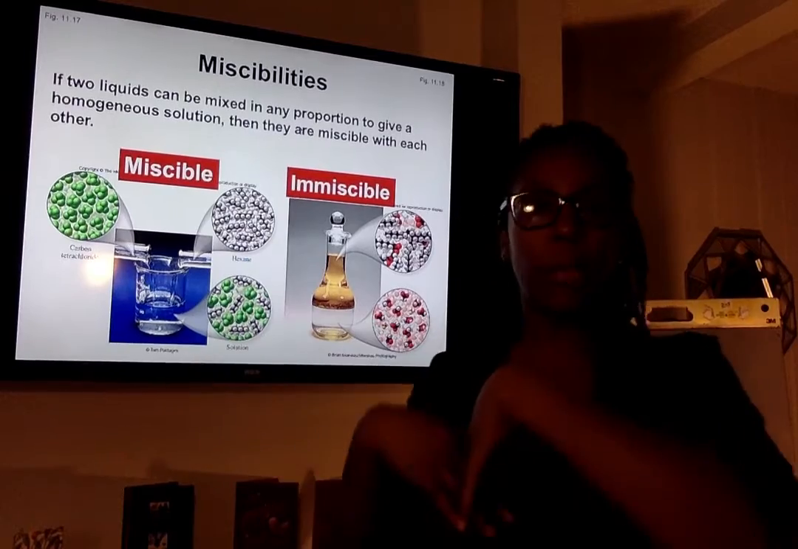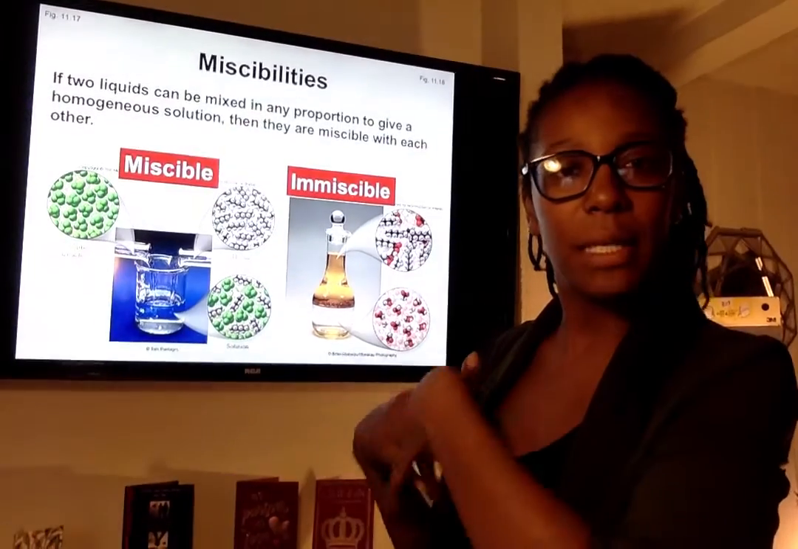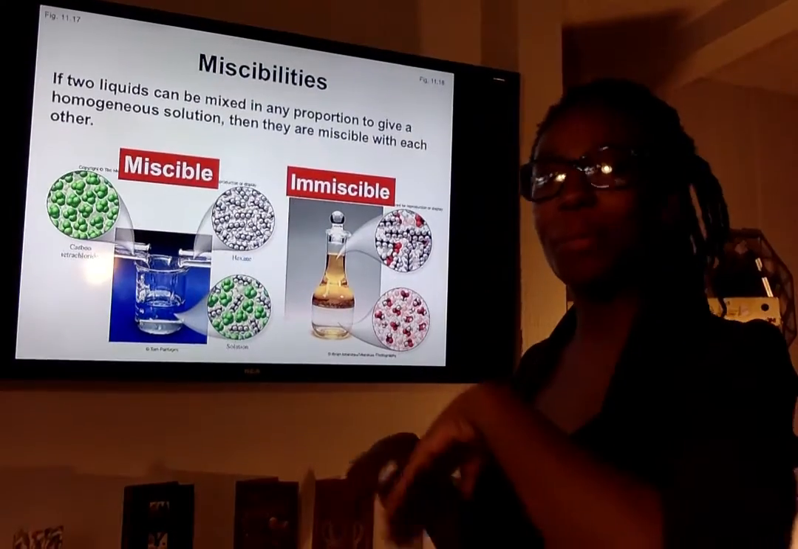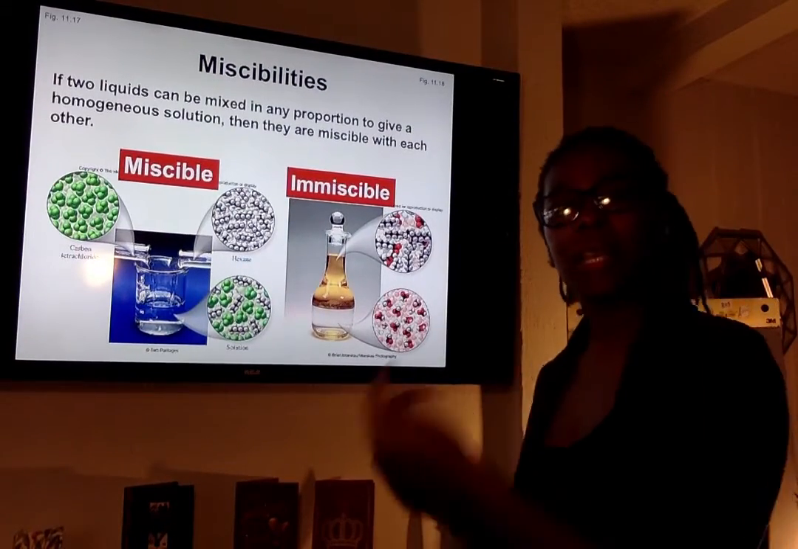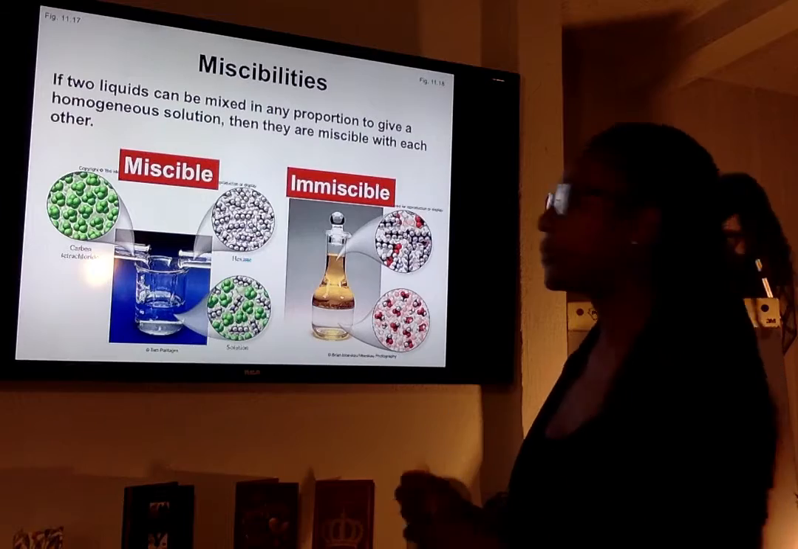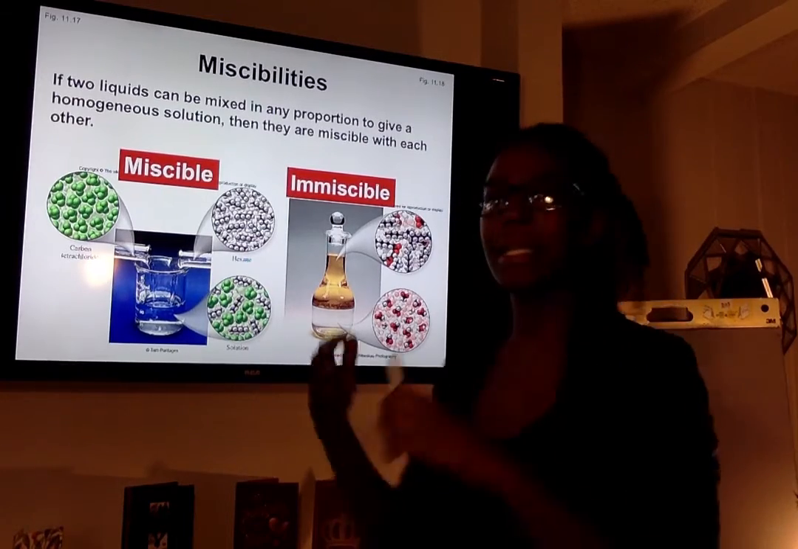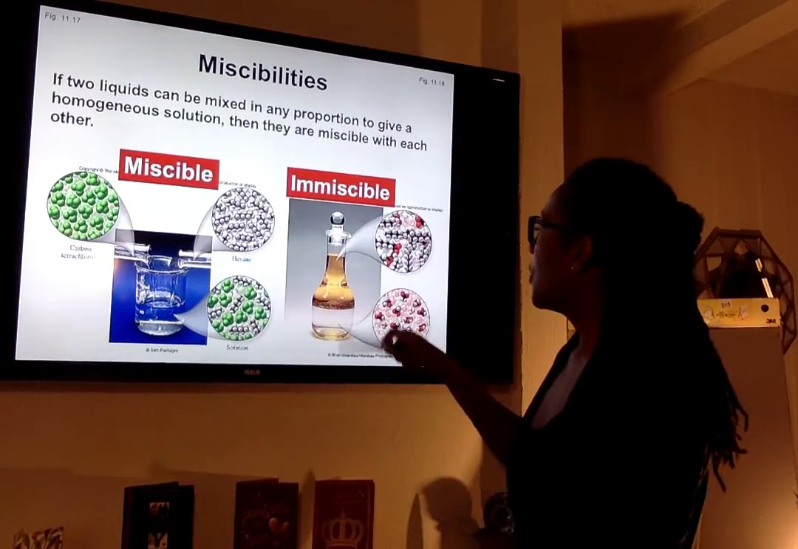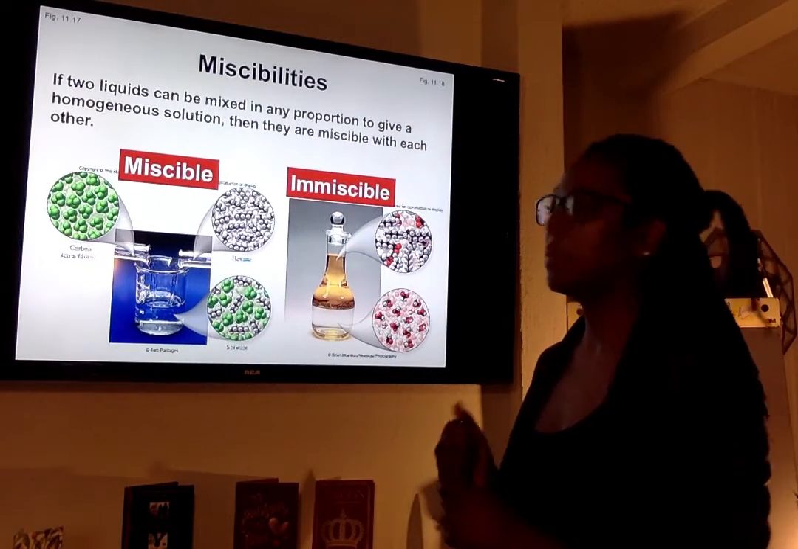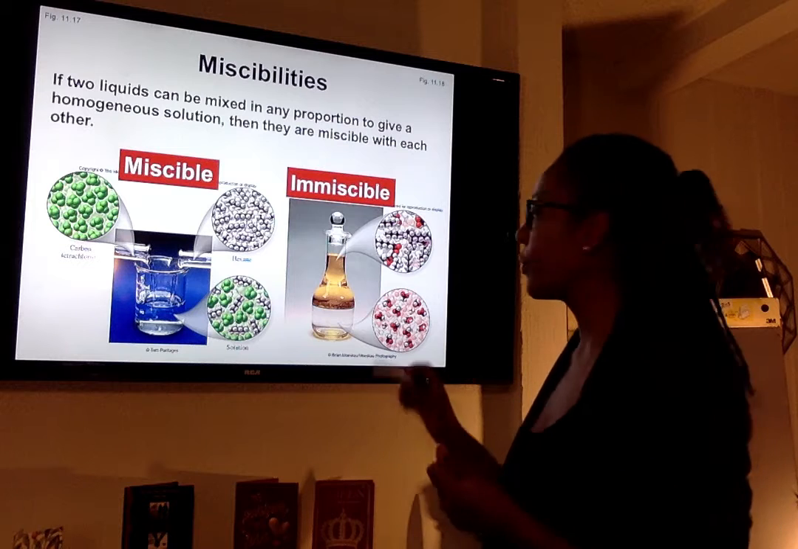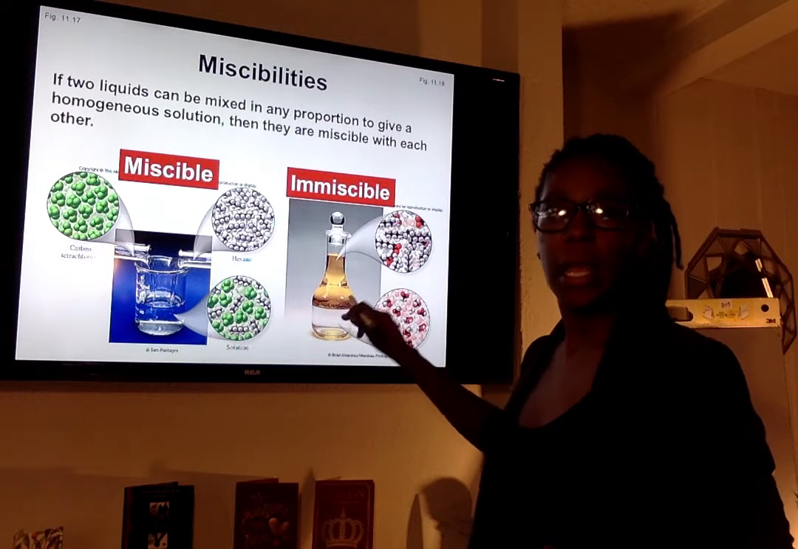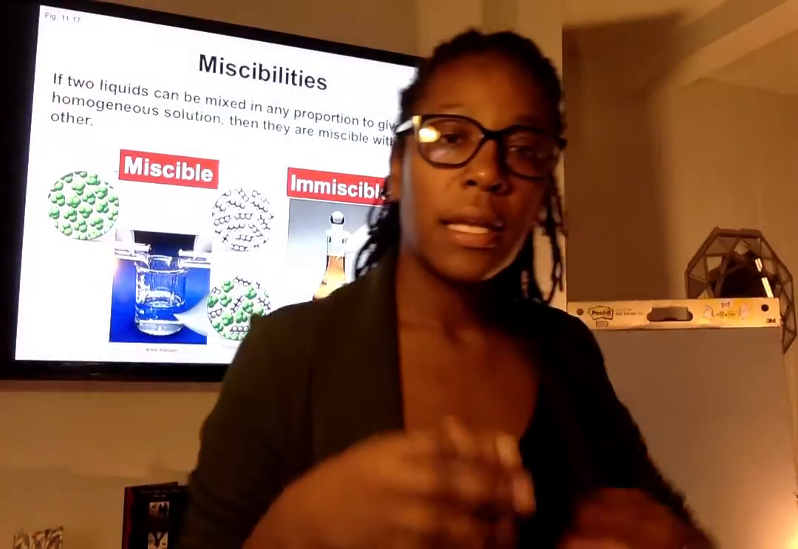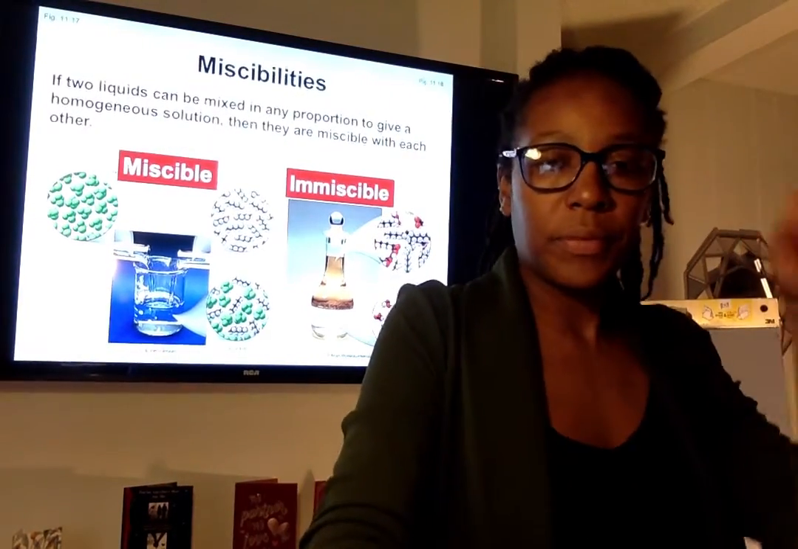Just to help you remember, miscible is like mixable, so it's miscible. Immiscible means that it does not mix, like oil and water. Oil and water are not alike. Your oil is nonpolar and your water is polar, so that's why they don't mix. It's immiscible because they are not the same. Okay?